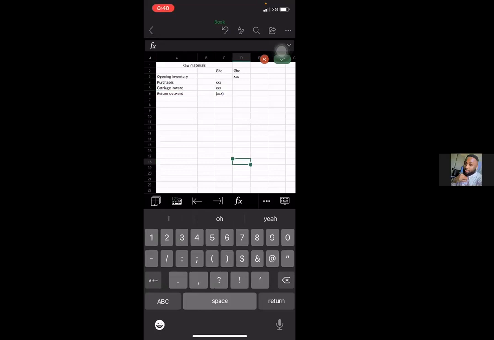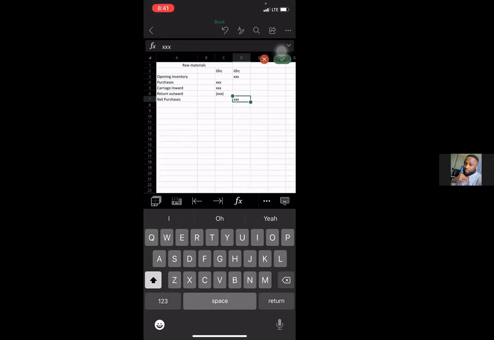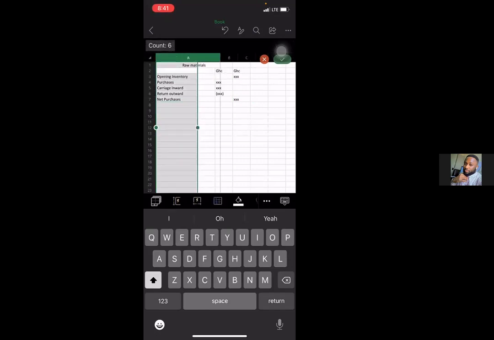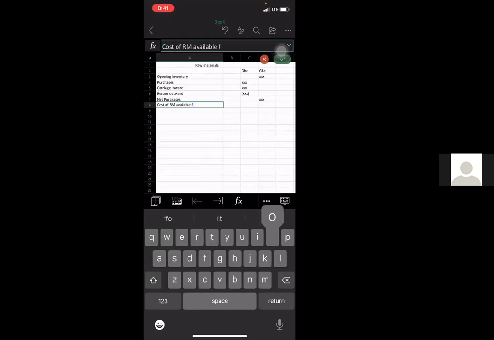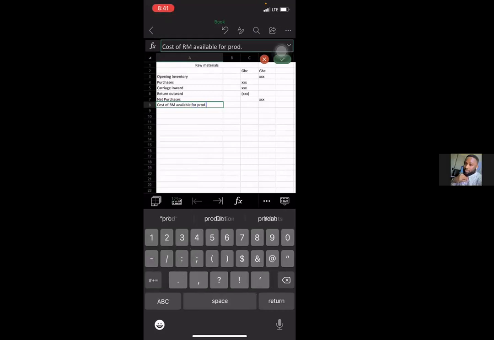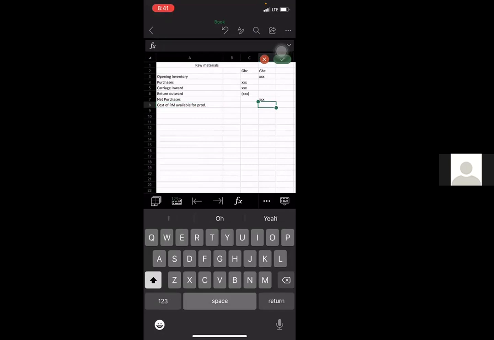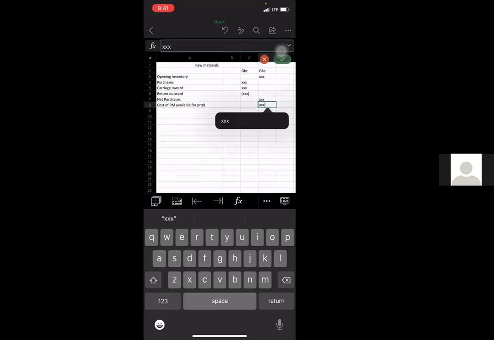Right. And then we add at the beginning of the amount, in the course of the period, we acquired additional raw materials. So the opening raw materials plus additional raw materials give us cost of raw materials available for production. So we have cost of RM available for production, and that's the summation of opening raw materials plus net purchases.